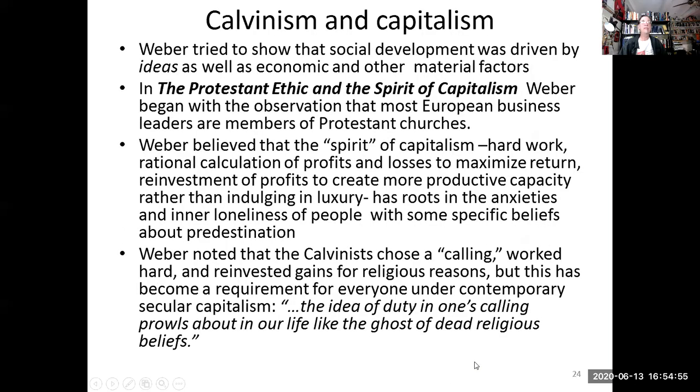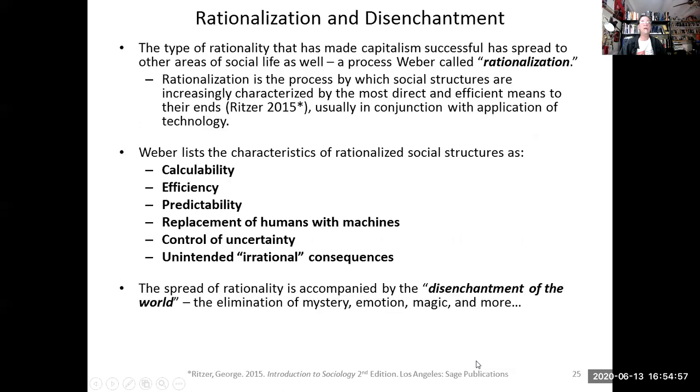This is the Calvinism and capitalism argument. I'm going to leave that for you. You can go through that yourself. Ask me, and you can Google that and find a lot about it.